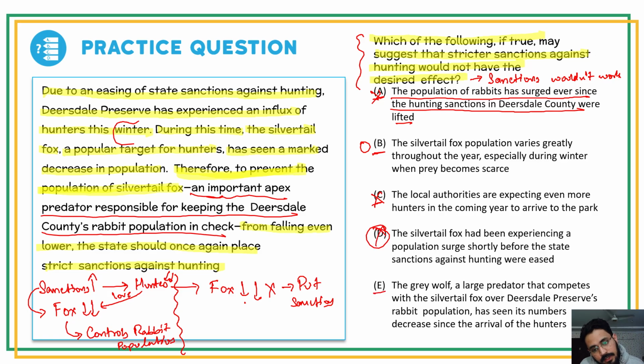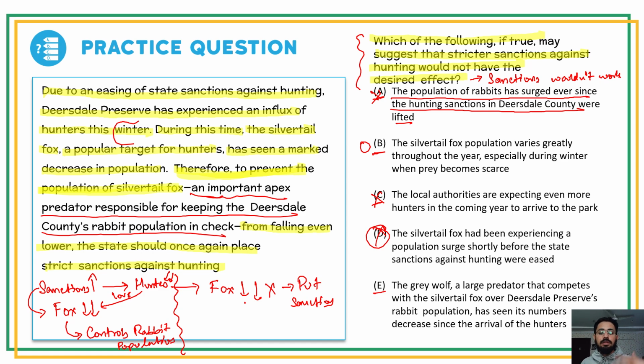Okay, E, the gray wolf, a large predator that competes with the silver-tailed fox over Deerdale Preserve's rabbit population, has seen its numbers decrease since the arrival of the hunters. So my senior tells me that the wolf has seen its numbers decreasing? I would probably say, okay, see, that's why I'm asking you to put the sanctions back on, because even the wolves are dying since the hunters have arrived at the preserve. So it's most probably the hunters, but that's not what the question is asking me to do.